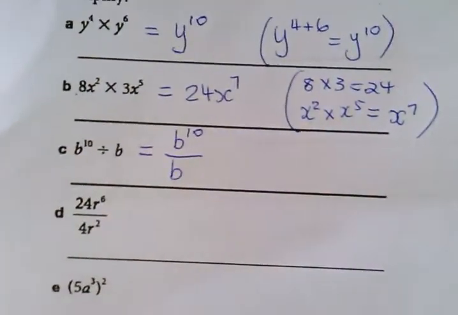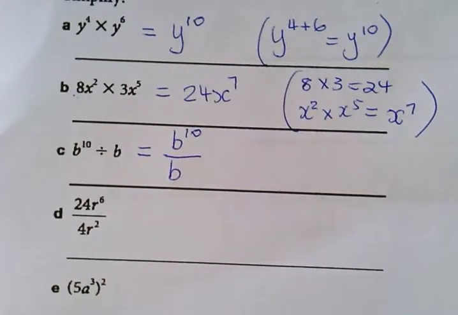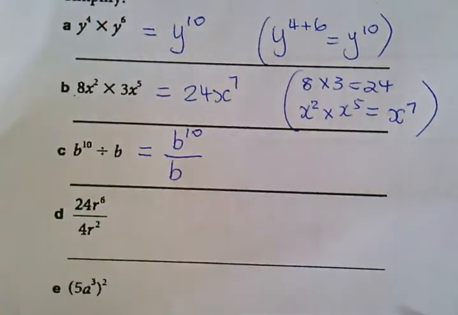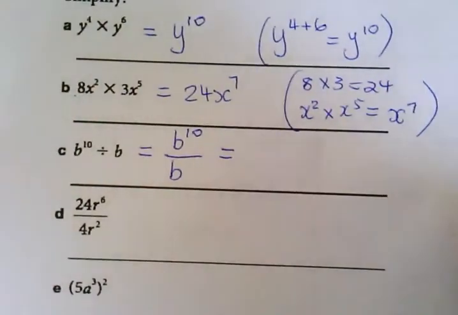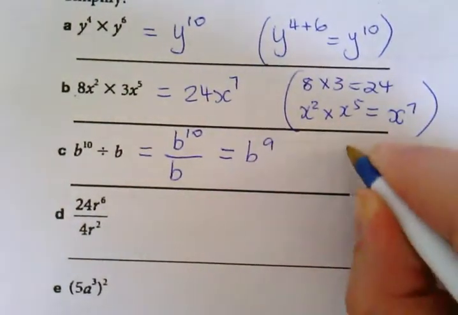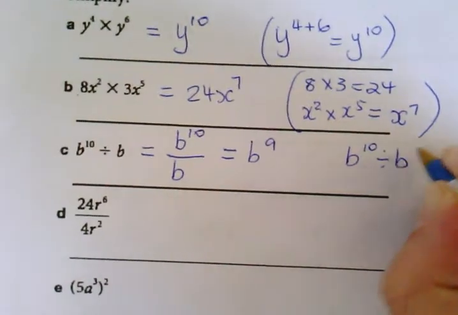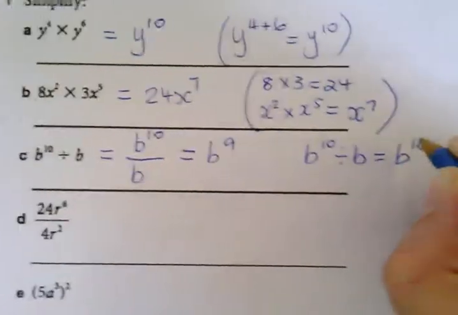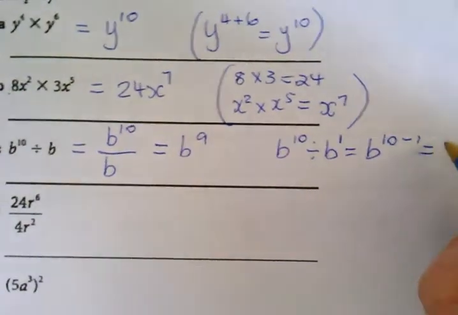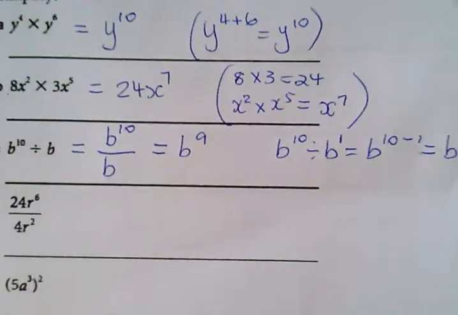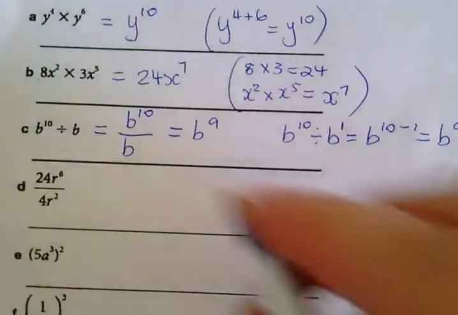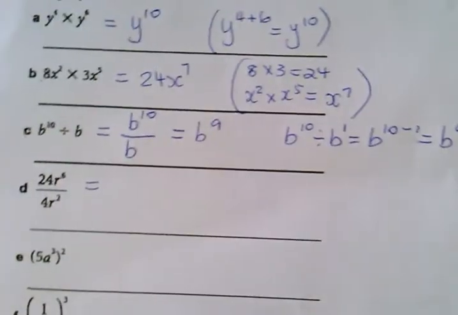The next one, when you're dividing, it's much easier not to use the index laws and do it as a cancellation. So b to the power of 10 divided by b. What do we end up with, everyone? We do end up with b to the power of 9, but if you were to use the index laws, it's b to the 10 minus, isn't this power a 1? So if you were to use the index laws, you would get the same, or you can do it by division.